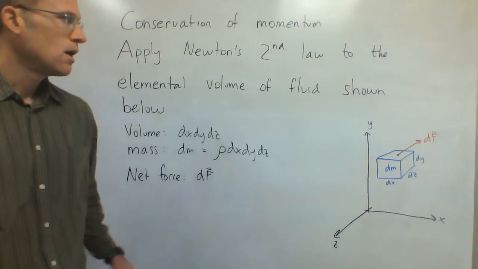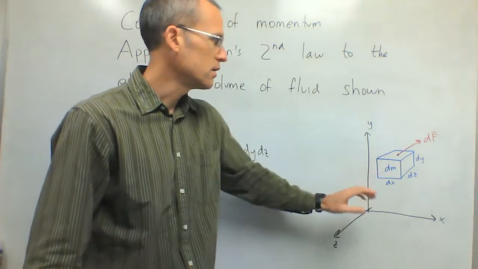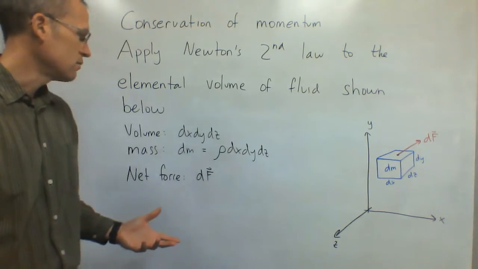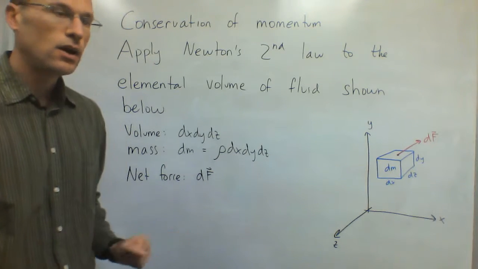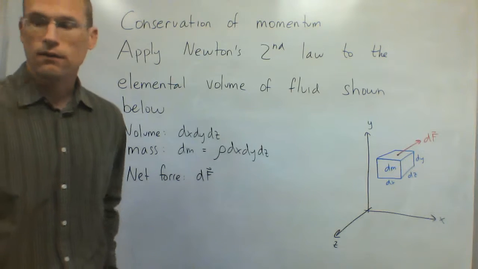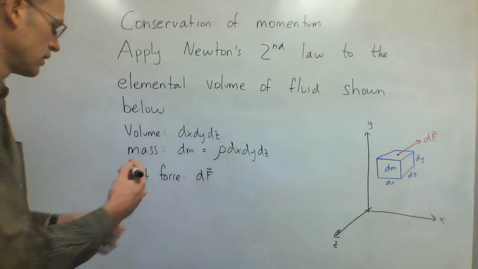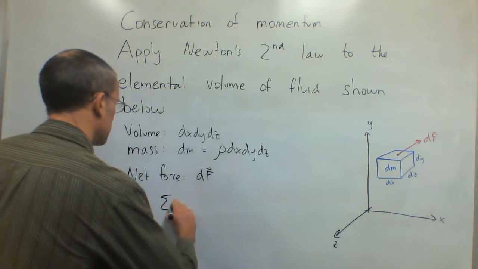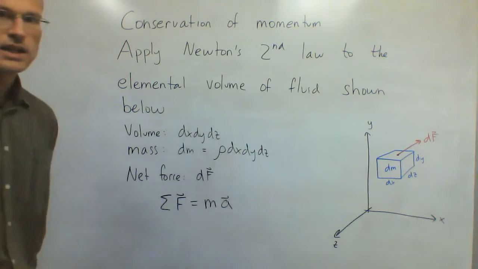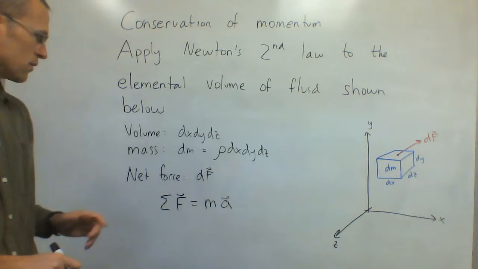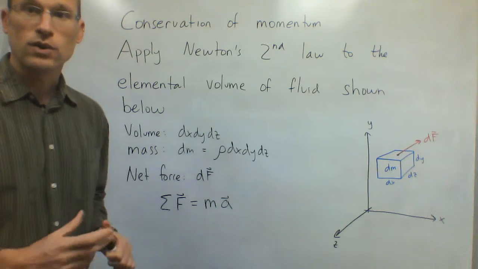So I want to take a little box, just like I had for conservation of mass, sides dx, dy, dz. This guy has some overall mass, dm, which is related to density times volume, has a net force, dF, acting on it. And so in terms of all this, we want to apply Newton's second law. In other words, sum of forces is mass times acceleration. So my sum of forces is going to be dF, mass is going to be this guy. Now the first thing you want to do is figure out what my acceleration is.